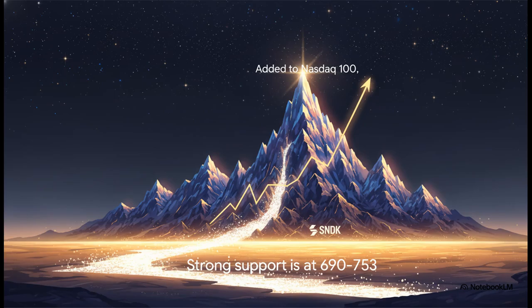All right, now let's look at storage and semis with SNDK. This is interesting because it was just formally added to the NASDAQ 100, and that's creating a ton of passive institutional demand. The pattern is described as a northeast winds uptrend, which is pretty vivid. The market has also bumped up its fiscal 2027 earnings per share expectation to around 90. For support, the strong zone to watch is between 690 and 753.